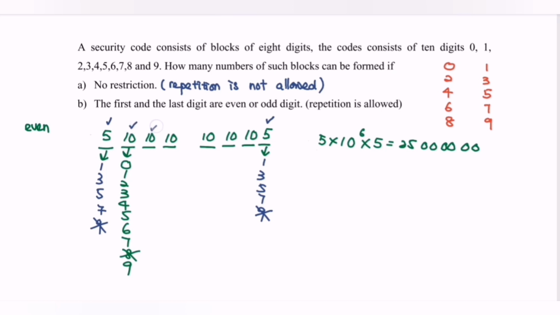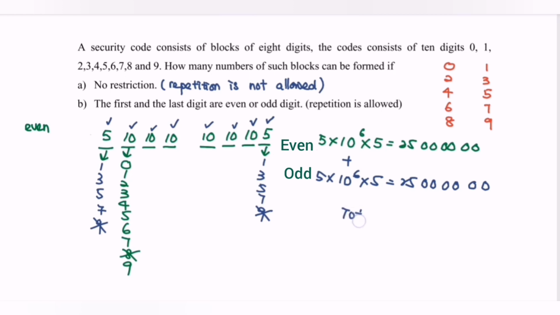So we will still repeat the same thing. So meaning that our answer will be the same, which is 25 and then 6 times of 0. So what we have to do is to add on the even and also the odd. So the final answer will be plus with 5 multiplied with 10 to the power of 6 multiplied with the 5. So we have 25, 6 times of 0. So in total, we have 50, then 6 times of 0 for the situation B.